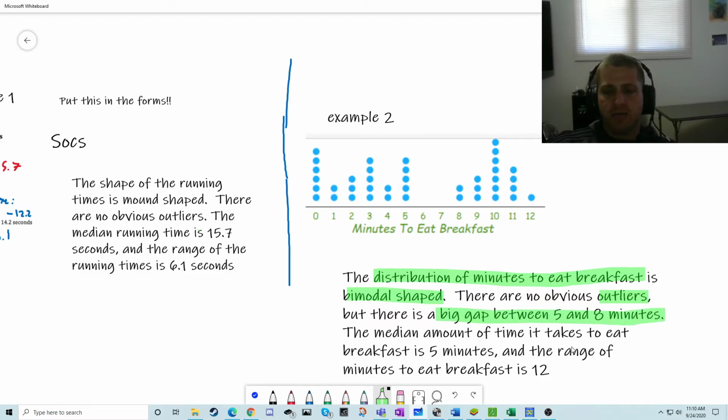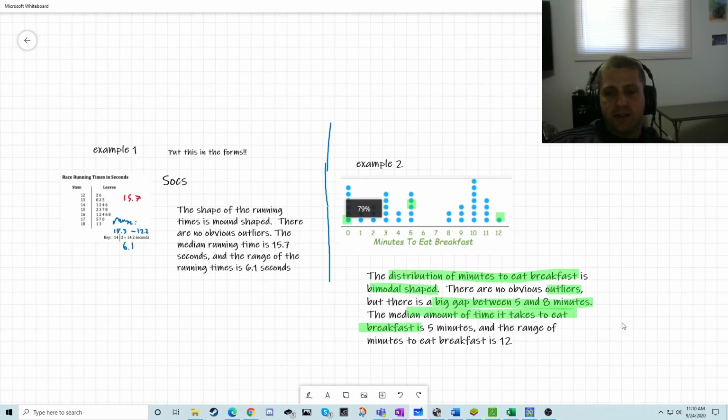Why did I talk about that? Well, because the O stands for outliers and unusual features. Got to do both. The median amount of time it takes to eat breakfast. Hey, look, again, amount of time it takes to eat breakfast. Like context, 5 minutes. I found that was somewhere in here. And then the range of the minutes to eat breakfast is 12, highest minus lowest. Gotcha. So that's that.